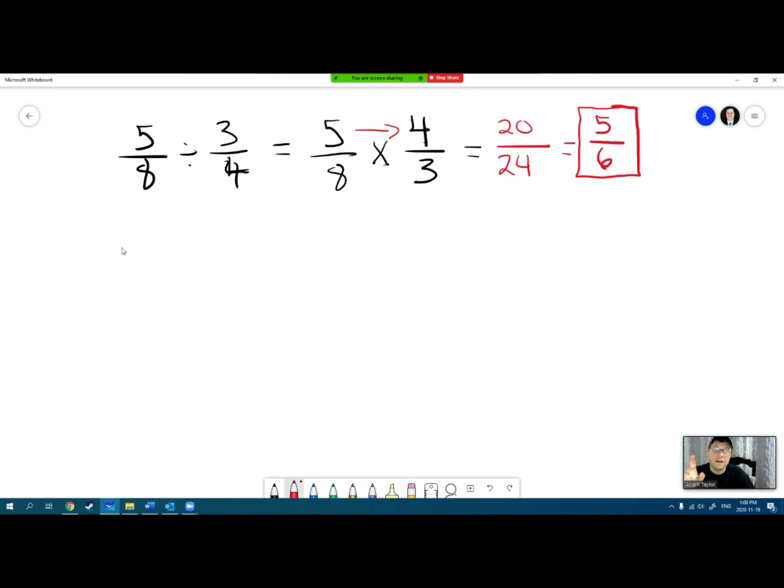Okay, so to divide fractions, go to your divisor, rewrite it as its reciprocal, and then change the dividing sign to a multiplication sign, and then treat the equation like a multiplication of fractions. Therefore, you'll get, in this case, 20/24, and make sure to reduce to lowest terms.